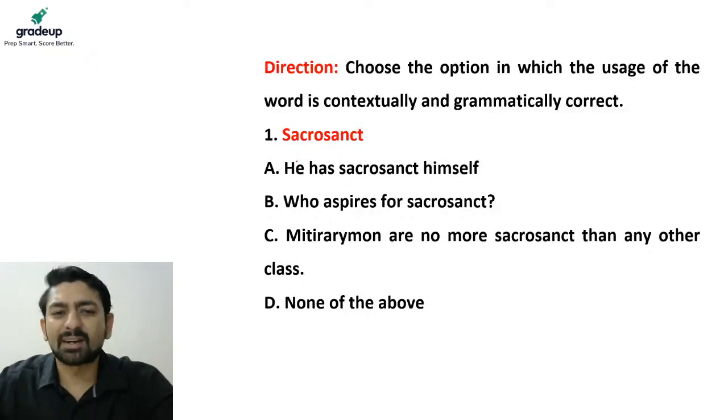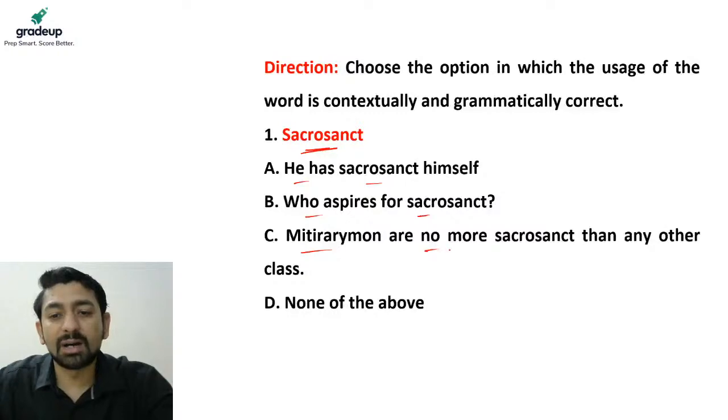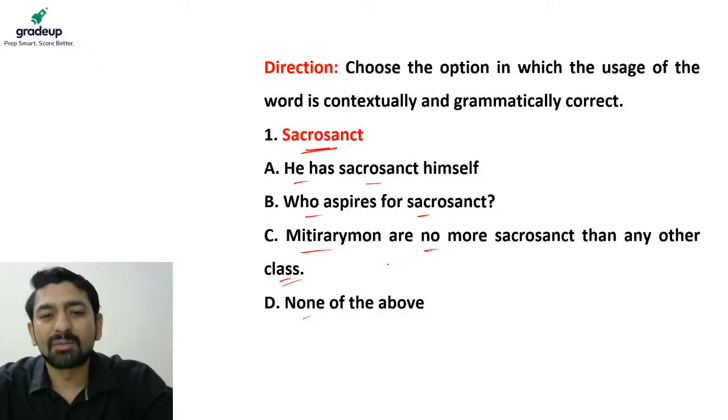So the word is sacrosanct. Okay, sacrosanct. A says he has sacrosanct himself. B says who aspires for sacrosanct. C says Ministers are no more sacrosanct than any other class. And D says none of the above. Which do you think is contextually and grammatically correct according to the meaning of the sentence? Give me the answers in the chat boxes so that I can discuss.